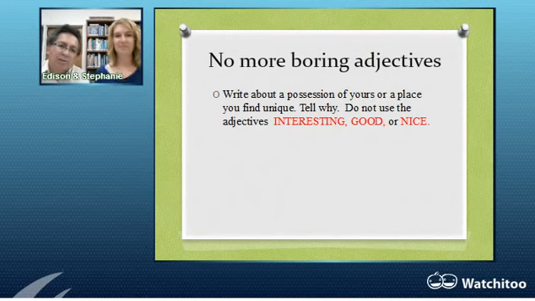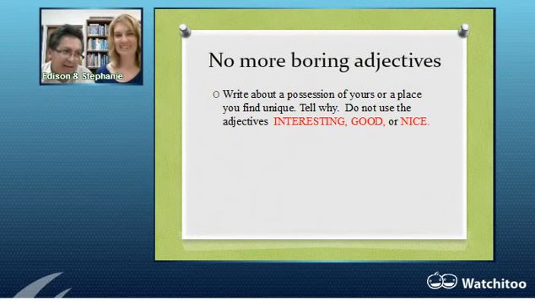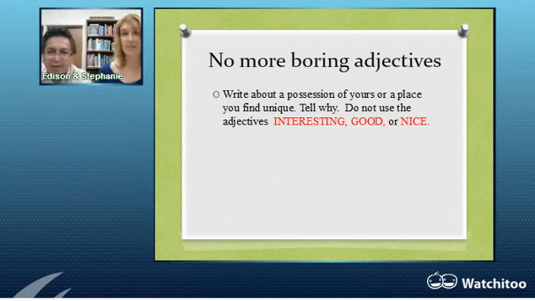Okay. Also, with the lower levels, we normally ask them to write something, and everything for them is good, interesting, or nice. So these adjectives are too vague. Yeah. They don't say much. So the idea is that these activities are no more boring adjectives. You write about a possession of yours or a place you find unique or interesting. Tell why. But you do not have to use the adjectives interesting, good, or nice. They are forbidden to use those.